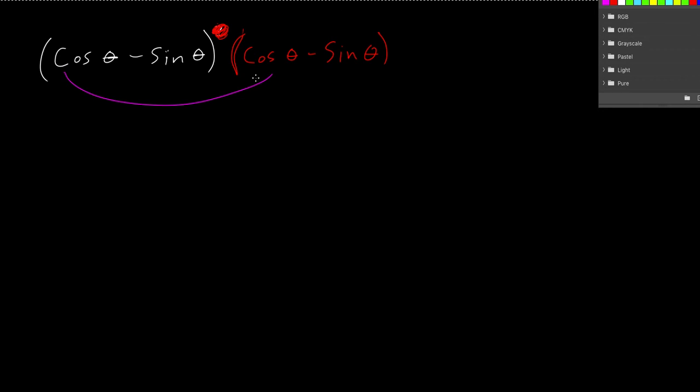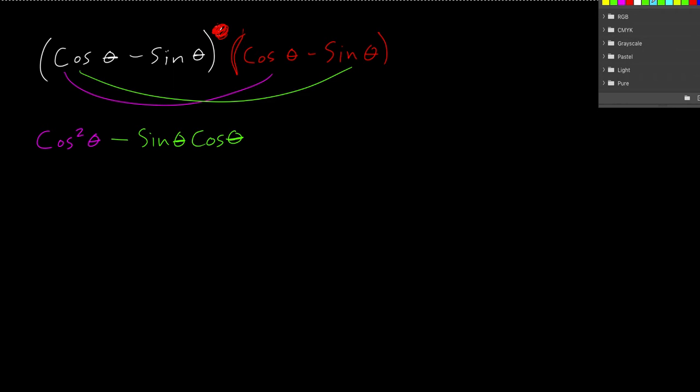So we're going to distribute, so we get cosine squared theta, and then this times this is negative sine theta cosine theta, and then this times this is the same thing. And this times this is positive sine squared theta.